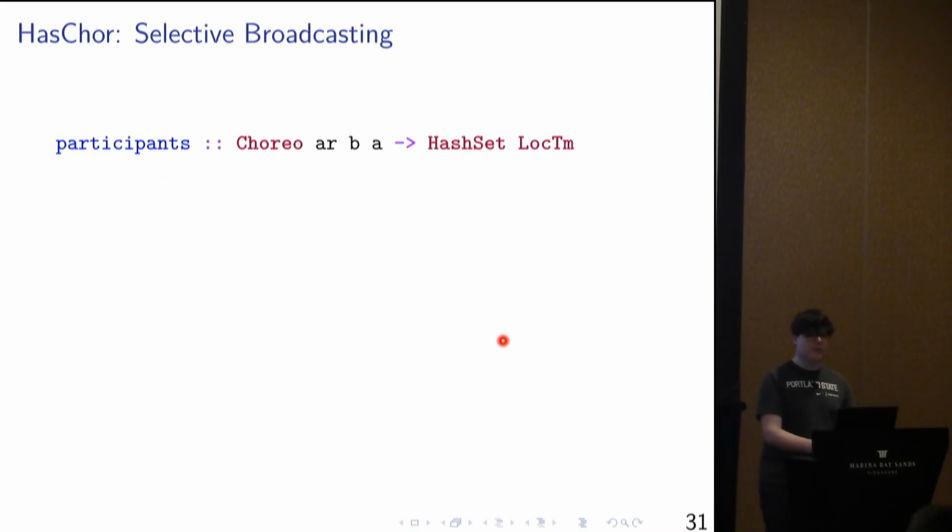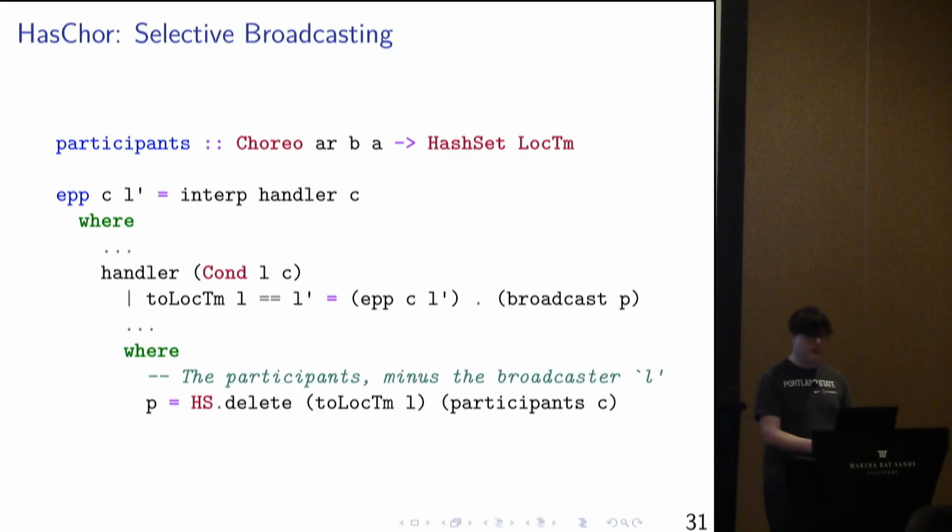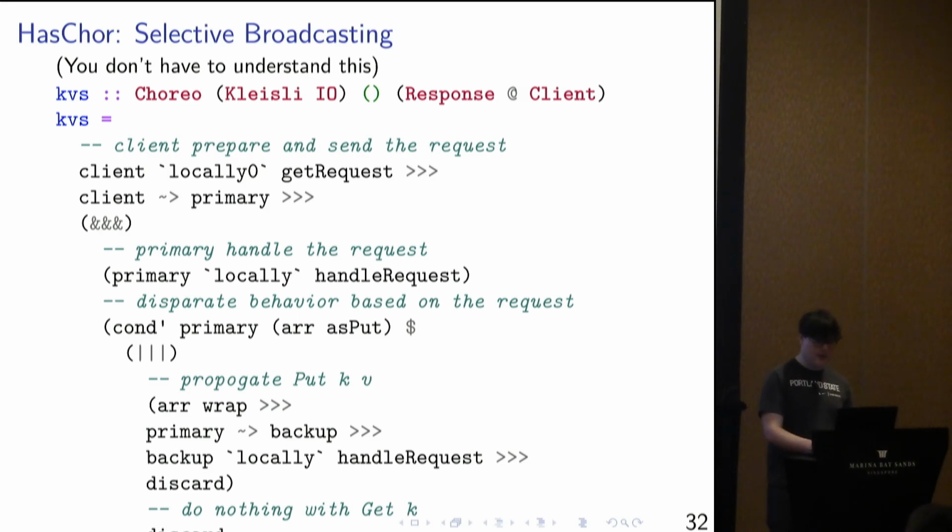With our arrow version, we can write functions like this participants function, which can actually inspect the body of a cond branch and see which endpoints are actually involved in that branch. Then during endpoint projection, we can use this function and have broadcasts that only broadcast to the parties that need to know about the branch. So in the key value store example, the client doesn't need to see what branch is taken. We can just broadcast that choice to the backup from the primary.